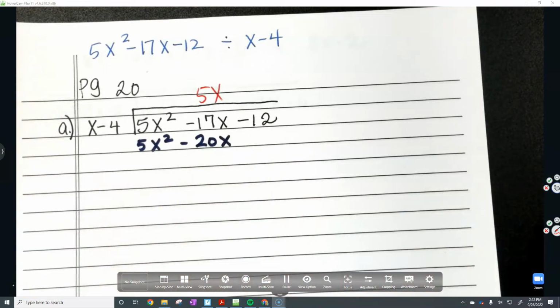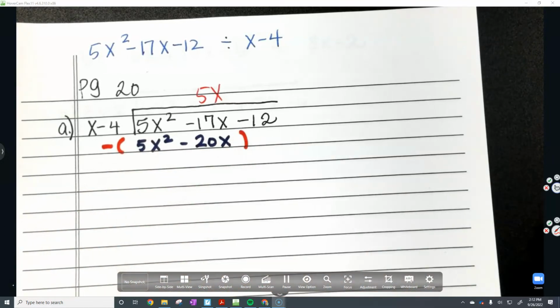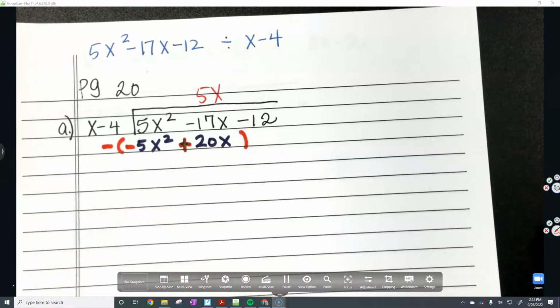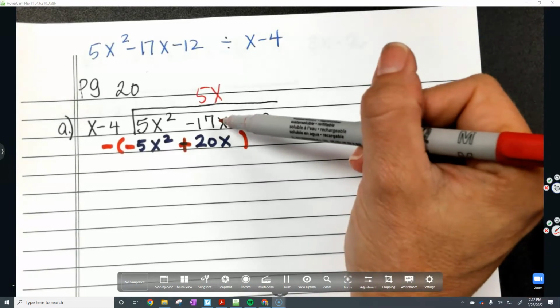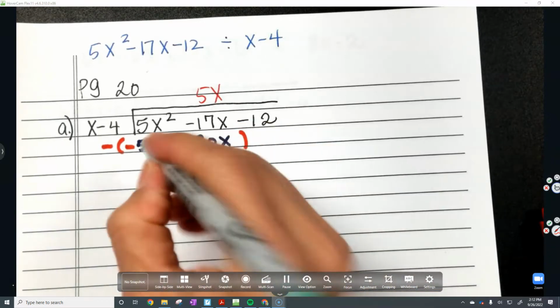All right, so we've multiplied. Do y'all remember what to do next? Subtract. Very good. So remember, we subtract everything on this line. You have to change the signs of all of those terms. So this 5x squared becomes negative, and that negative 20x becomes positive. Combine straight down. When you combine straight down, you get a 0 pair for the first part, which is what we wanted. And then negative 17 and a positive 20 is just going to be a 3x.